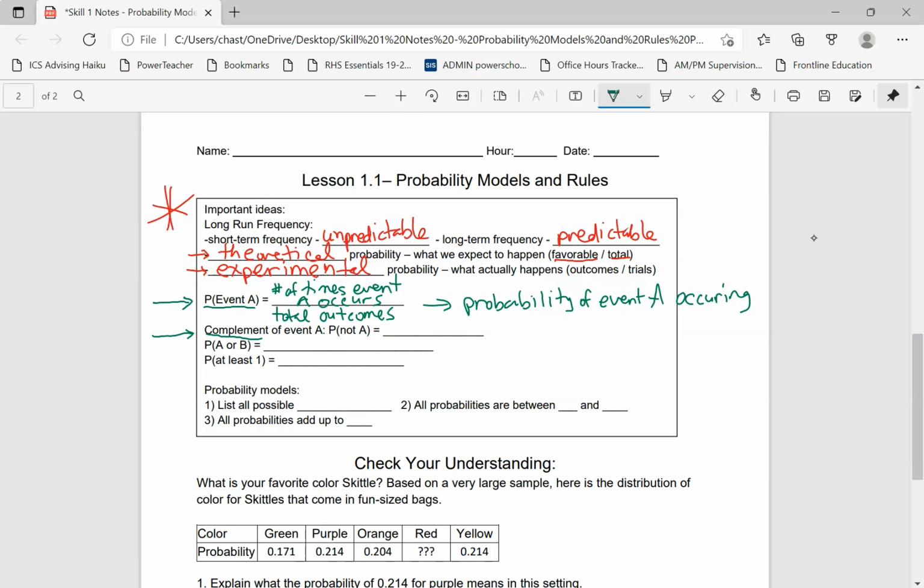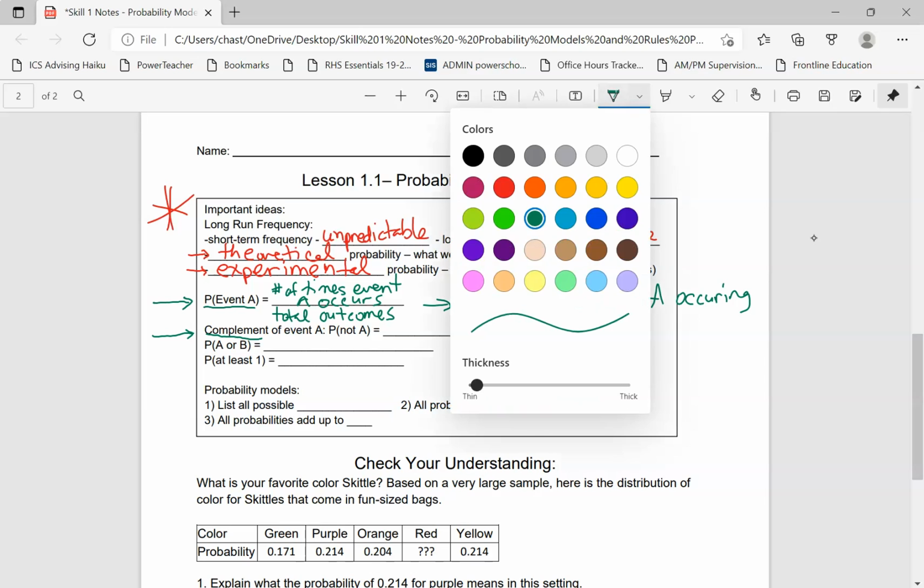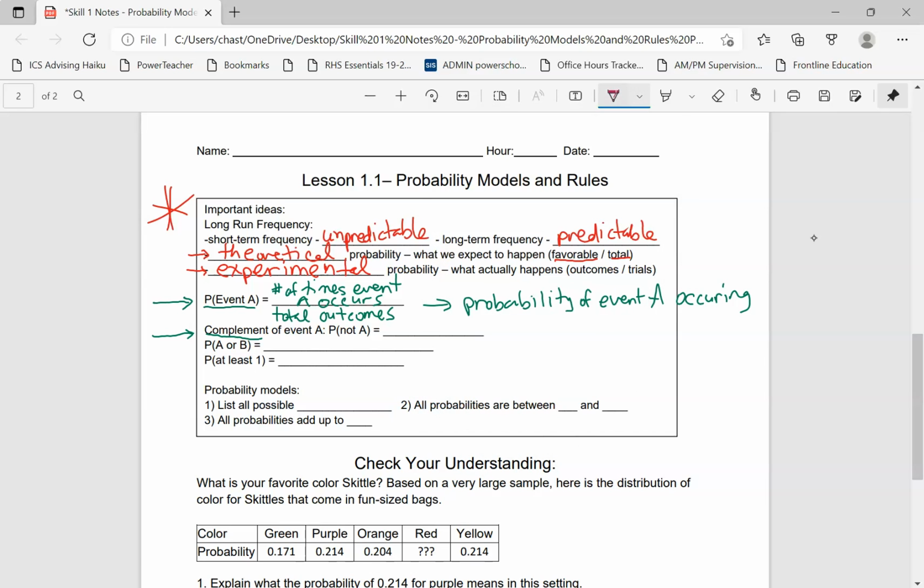So the way to think of that is, whatever event A is, the complement of it is the probability of not event A. And you define that, let me use a different color here, as 1 minus the probability of event A occurring. Okay? So to find the probability of a complement, you just take 1 minus whatever the probability of event A is. Okay?